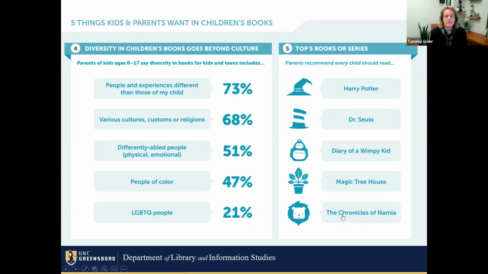68% wanted to see those various cultures and customs and religions. 51% wanted to read books about people who are differently abled, either physically or emotionally. Think about Wonder, right? What are the books about people who are differently abled? 47% were interested in books about people of color, and 21% in LGBTQ. So lots of different options there.